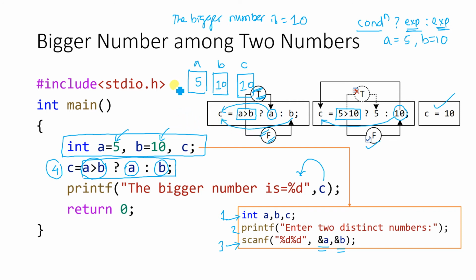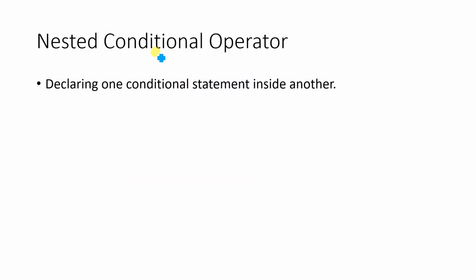Now let us discuss more about this conditional operator. The conditional operator can also be nested. That means there is a concept called nesting. So what do we mean by nesting? Declaring one conditional statement inside another. That is called the concept of nesting.